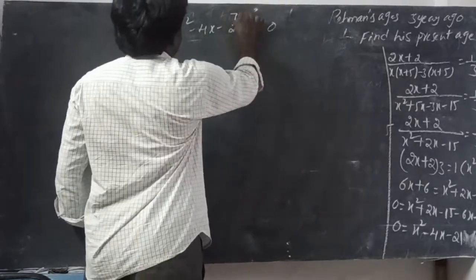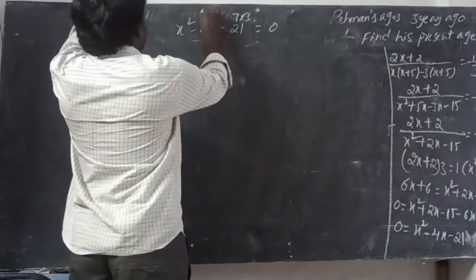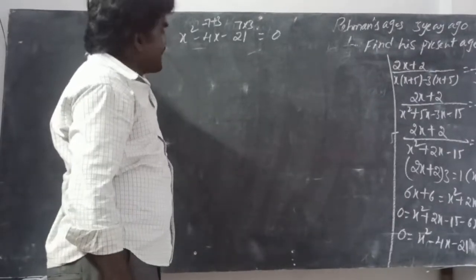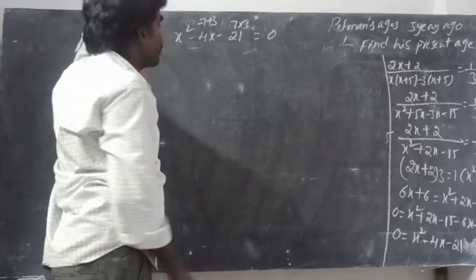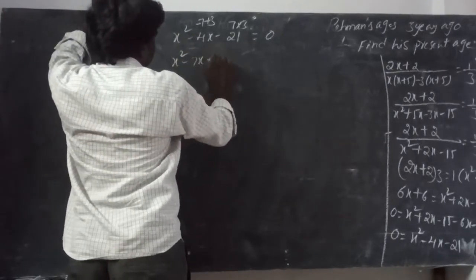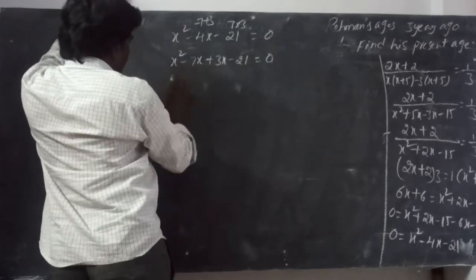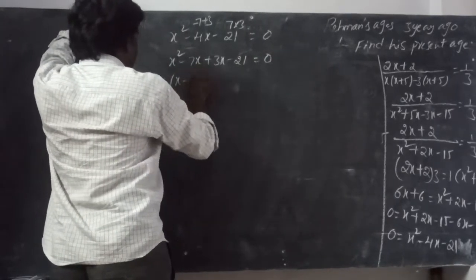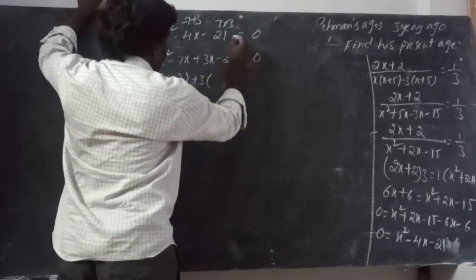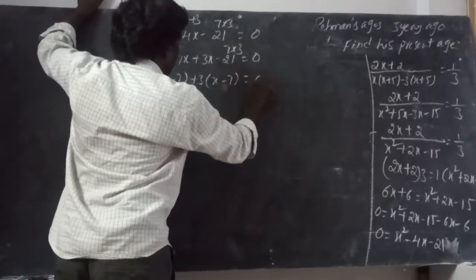Okay, 7 and 3 give 21. Okay, minus 7 plus 3 is minus 4. So here we can write x square minus 7x plus 3x minus 21 is equal to 0. So in these two, what is common? x of x minus 7. In these two, what is common? Plus 3. Okay, so here 3 is common. Then what is remaining? x minus 7 is equal to 0.